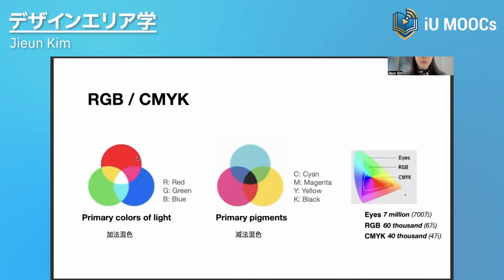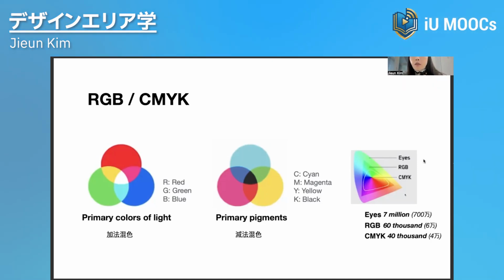But RGB uses light, the bright. So if you combine red, green, and blue, the total color is white. But CMYK is ink, right? So when you combine the CMYK, the total color is black. So when you design a poster, you have to select the CMYK setting. Otherwise, when you print it out, the monitor color and the printed color will be different.